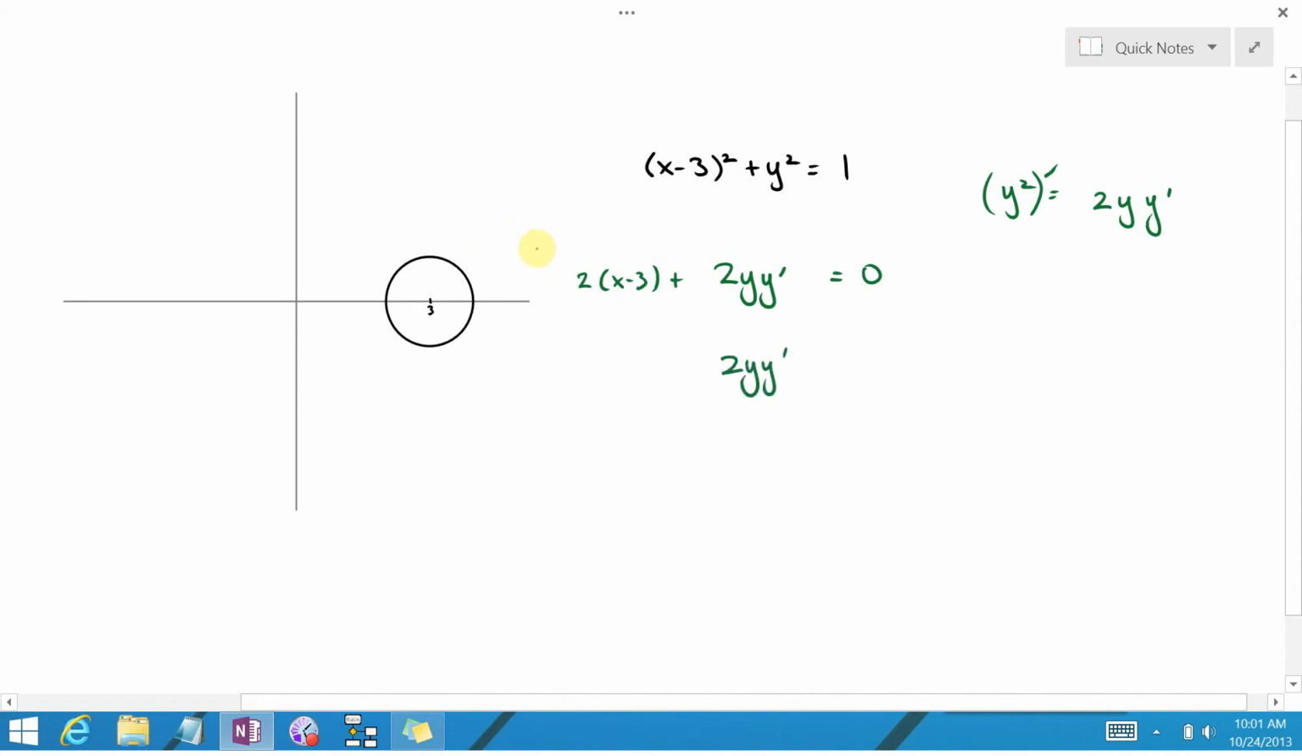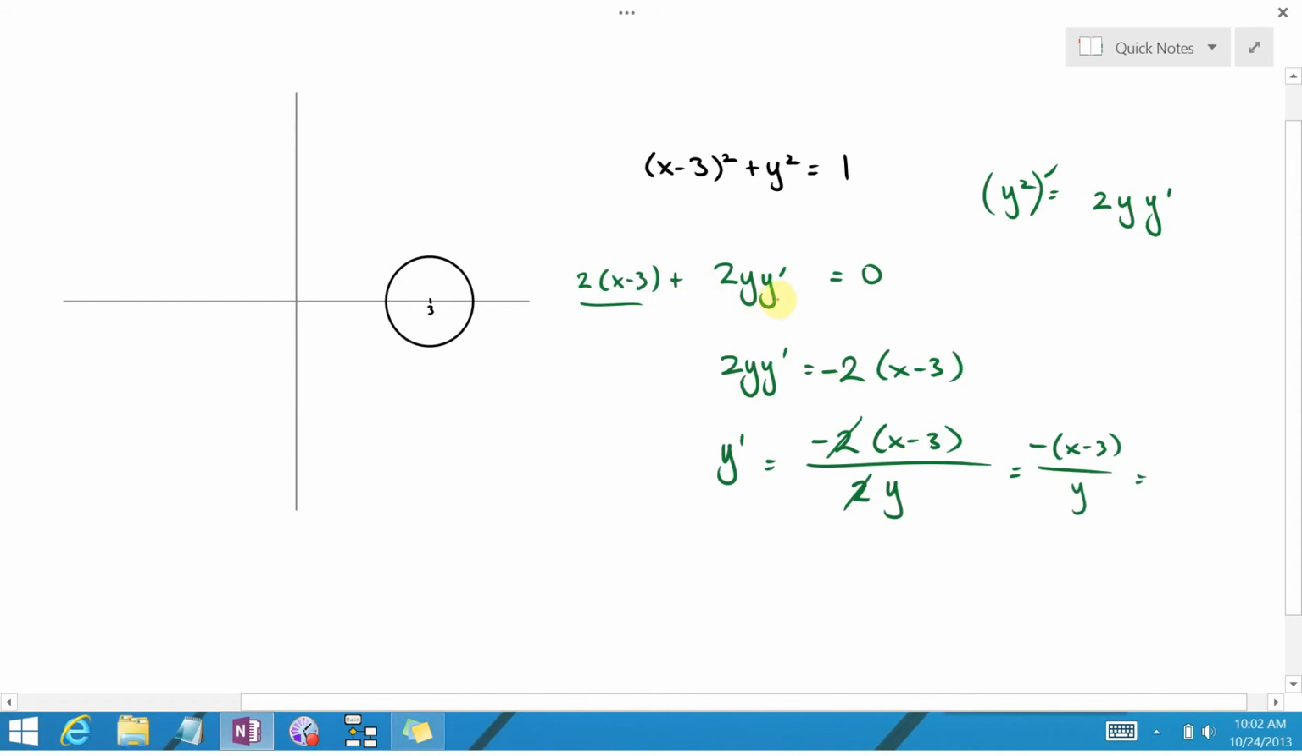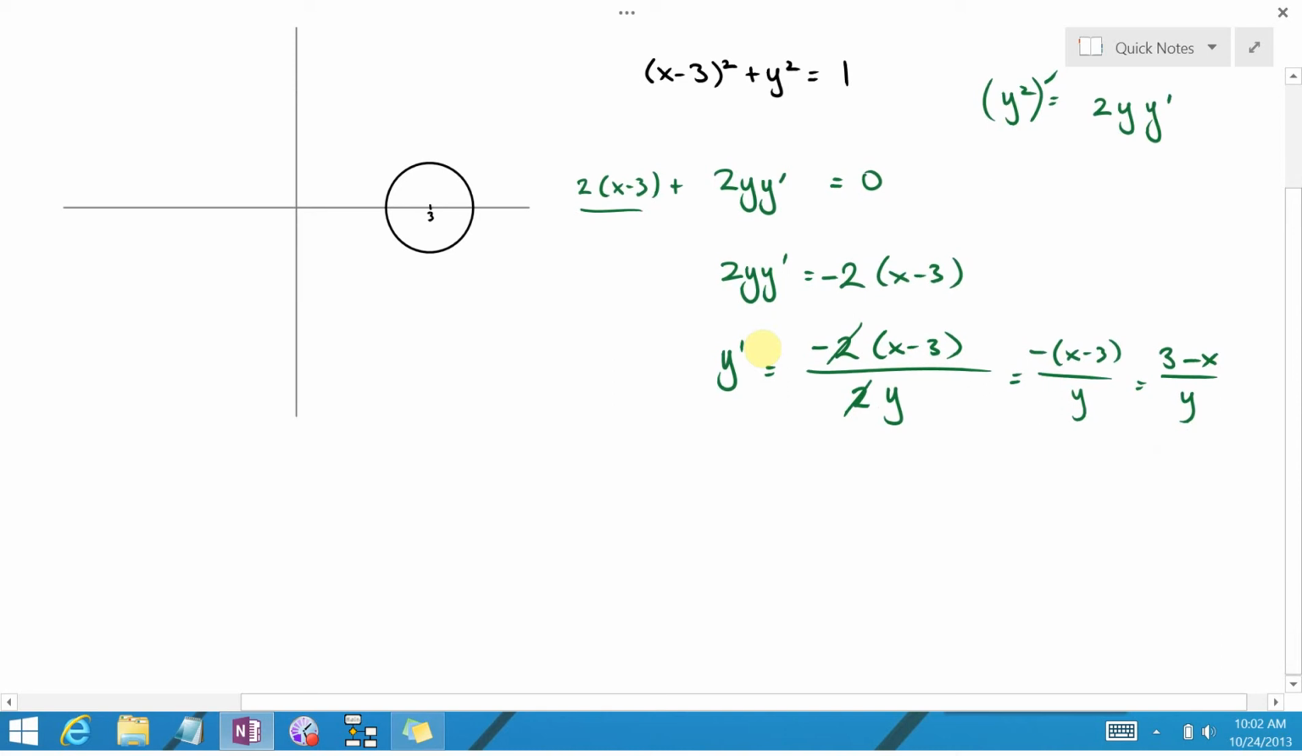So a little bit of algebra. Move this over, and we have to subtract it, so that's minus. So y prime is equal to −2(x − 3) all over, and we're just going to divide by 2y. And you'll notice these 2s cancel, and this is just −(x − 3) over y, and if you like, you can distribute the minus sign, and that becomes (3 − x) over y. It just switches the sign of the x and the 3. That handles the first part of the problem.